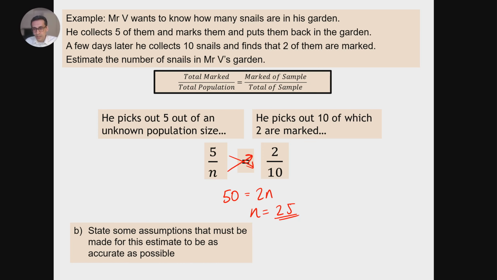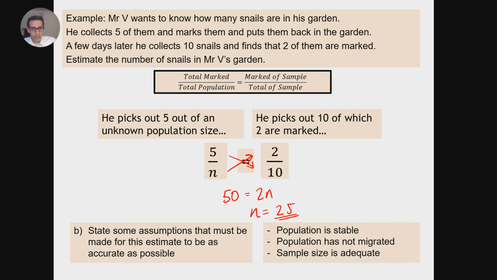Now state some assumptions that must be made for the estimate to be as accurate as possible. So there's a few things that we need to be mindful of. For example, things I mentioned just in the previous slide. We need to assume that the population is stable, that the population has not migrated, or that the sample size is adequate. Have we collected enough snails or not?